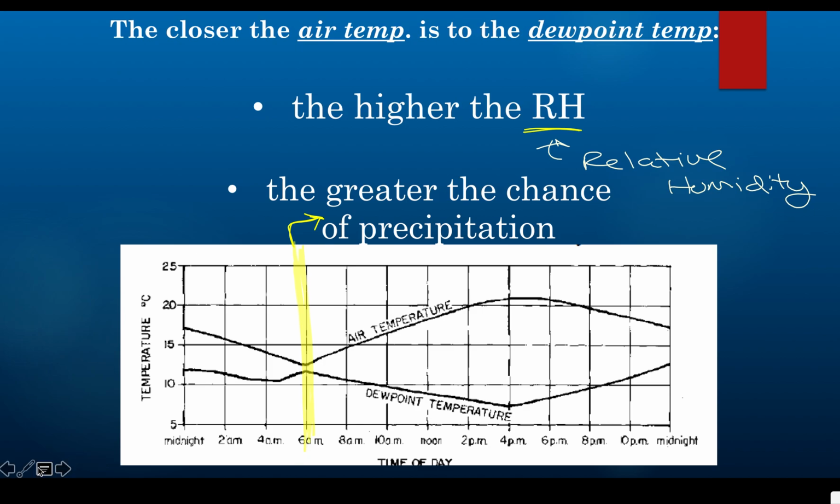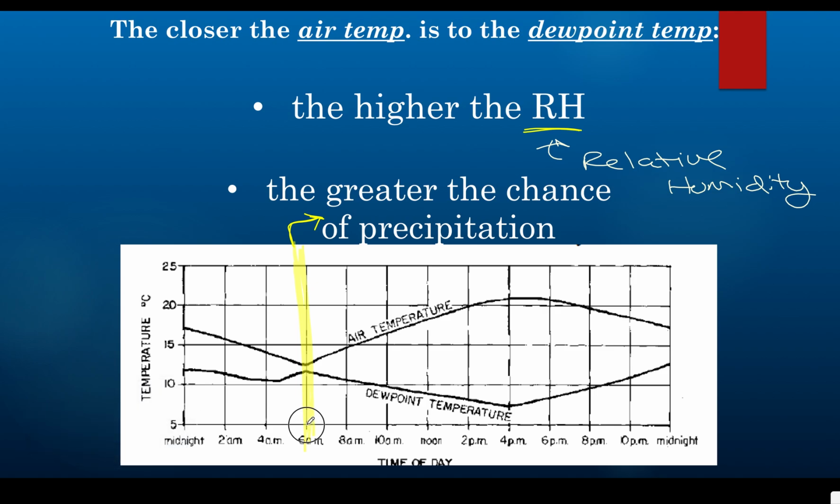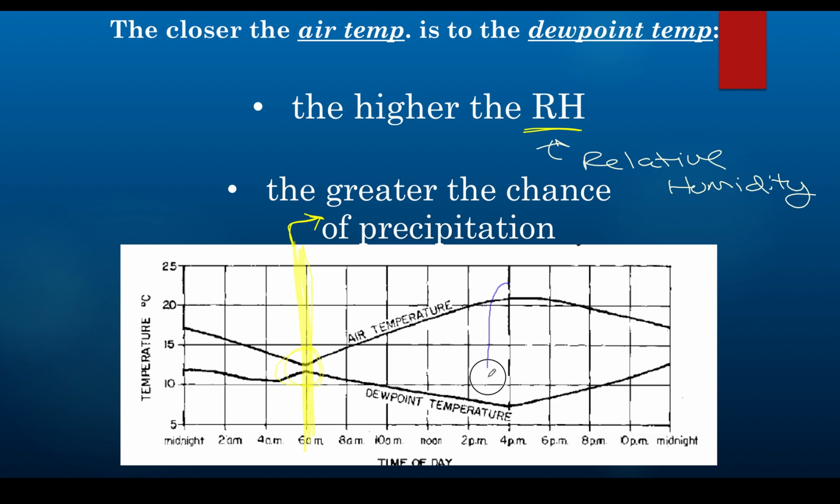So at 6 a.m., we would expect to see the highest amount of humidity right here at 6 a.m., and that is because they are closest. On the other side of the spectrum here, at about 4 p.m. right here, the temperature and the dew point are further away from each other. And that means that we probably will have a low relative humidity. The air will be pretty dry, and we would not expect there to be a large chance of rain.